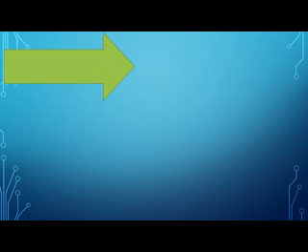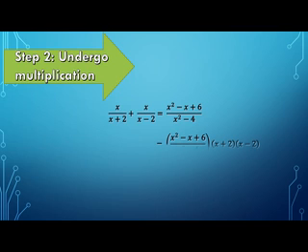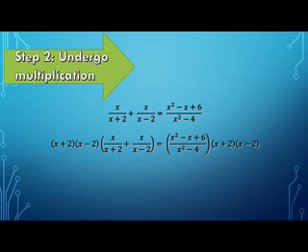Following the second step, which is to undergo multiplication, we have to multiply both sides of the equation by its LCD, which is the quantity of x plus 2 times x minus 2. So it will become (x plus 2)(x minus 2) times the quantity of x over x plus 2 plus x over x minus 2 is equal to the quantity x squared minus x plus 6 over x squared minus 4, times (x plus 2)(x minus 2).